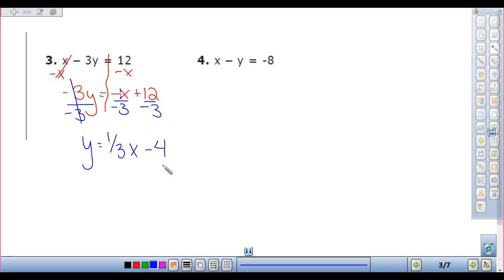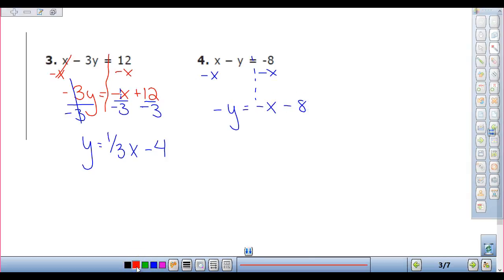Okay, what am I moving in number 4? Alright, so we got a minus our x. What do I bring down? Yeah, be careful with that. So negative y equals negative x minus 8.